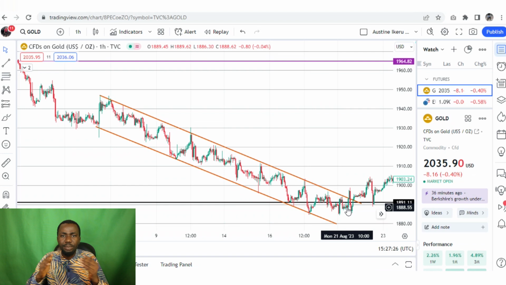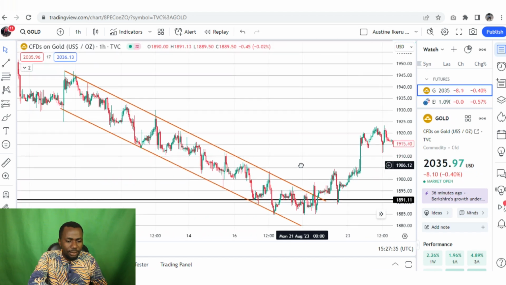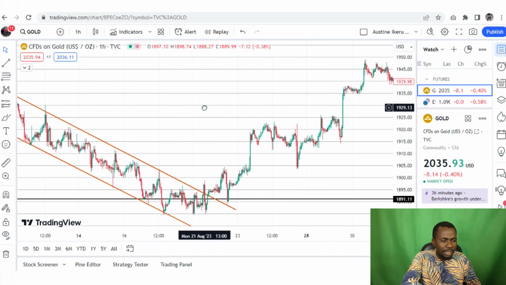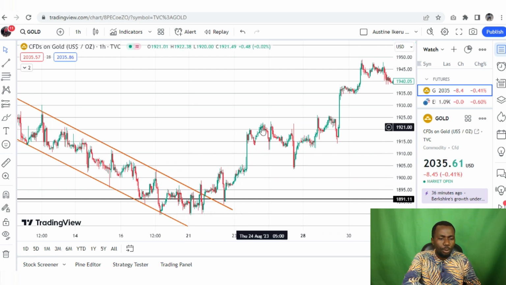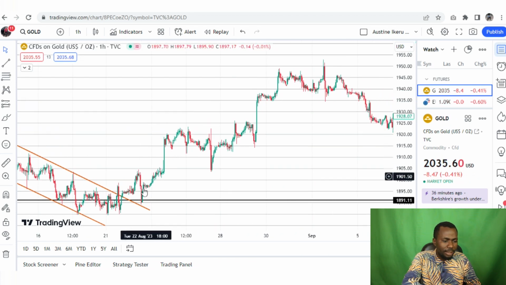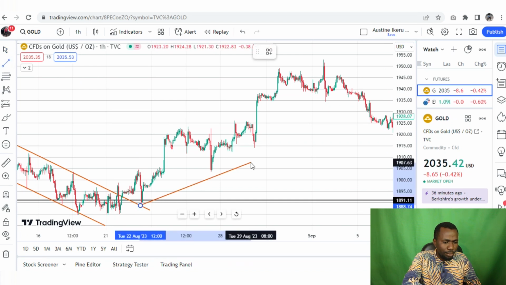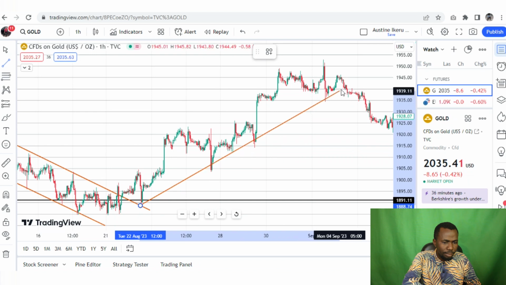Because whenever price breaks above a trend line, it means that that trend is over and a new trend has begun. So if you watch clearly, you see that immediately the trend line was broken, a new trend started, and that is what? An uptrend. So look at it. Immediately the trend line was broken. Look at where the trend line was broken. Immediately the trend line was broken, a new trend developed. So for you to also ride this trend, you can simply plot out another trend line and then connect the lows.